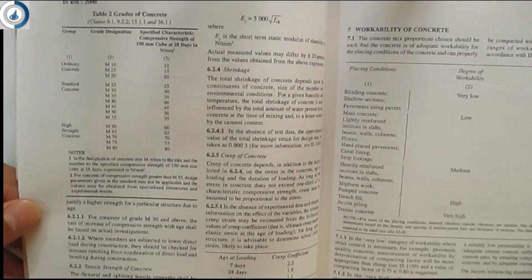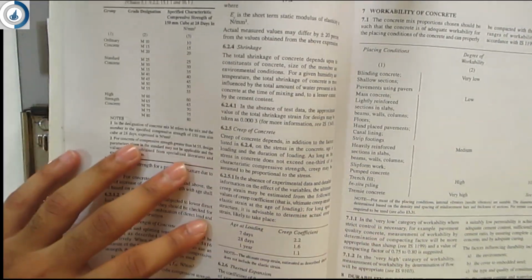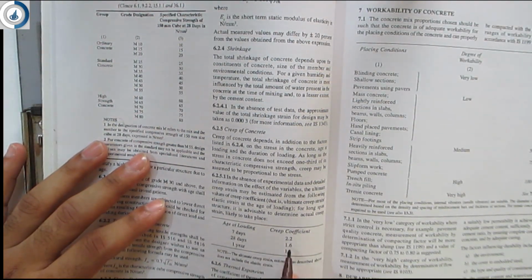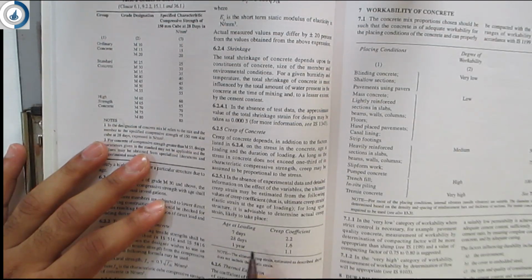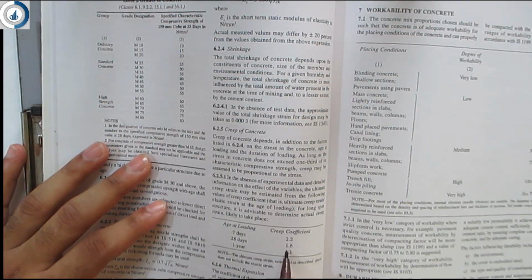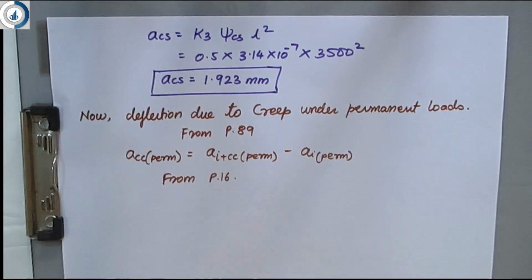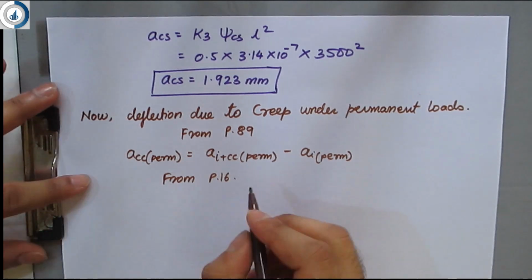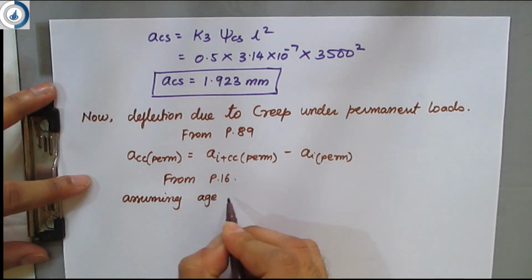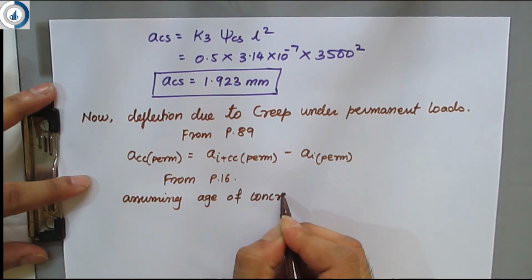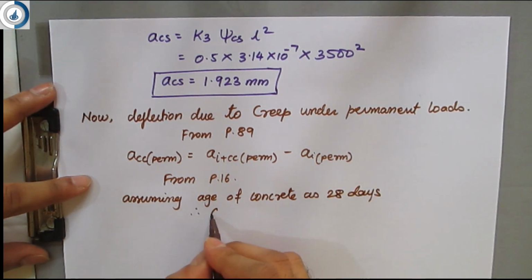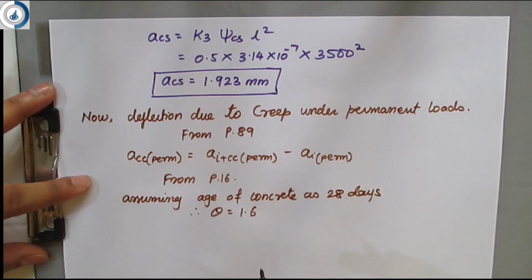So here it is given. This is your page number 16 of IS 456 2000. For age of loading 7 days it is 2.2, 28 days it is 1.6, 1 year it is 1.1. So for the problem purpose we are going to take the 28 days creep coefficient, that is 1.6. So from page number 16, assuming age of concrete as 28 days, therefore theta, the creep coefficient, is 1.6.